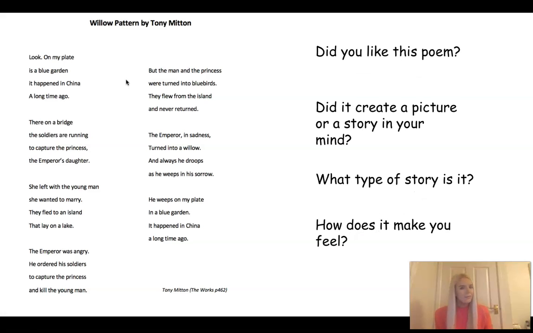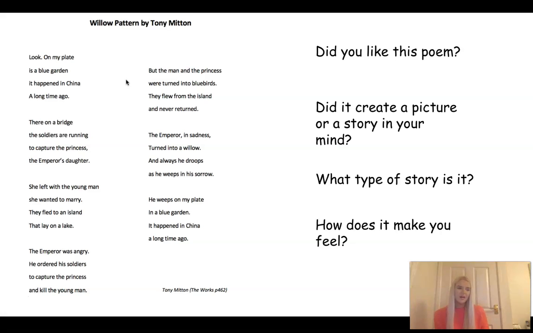Did you like the poem? Give me a nod or a shake. And if not, why not? And if you did, why did you? And did it create a picture or a story in your mind? I know that for me, it definitely did create a picture and a story, because this is what I was imagining. I was imagining the princess wanting to get married to the young man, but the emperor, the princess's father, didn't want her to. So he ordered the soldiers to get rid of him.